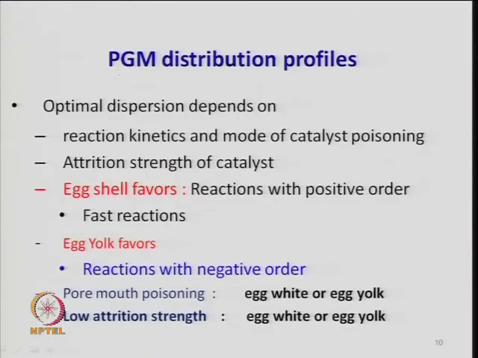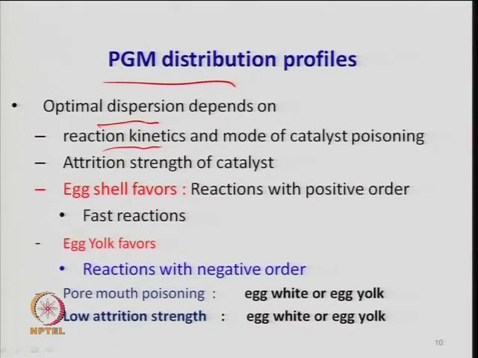So, the distribution profile for this platinum group metal, the optimal dispersion depends on the kinetics of the reaction and mode of catalyst poisoning. How the poison precursors, especially when you have a naphtha or hydrocarbon fraction which contains sulfur, and you need to avoid the transformation of those precursors into the catalyst pore. So, then you need to look at a definite distribution, or what you call optimal distribution, of the metal in a catalyst pore or support, and also have a high dispersion. That optimal dispersion will depend on the kinetics of the reaction: fast reaction, slow reaction, first order reaction, negative order reaction, positive order reaction. So, that is one factor.